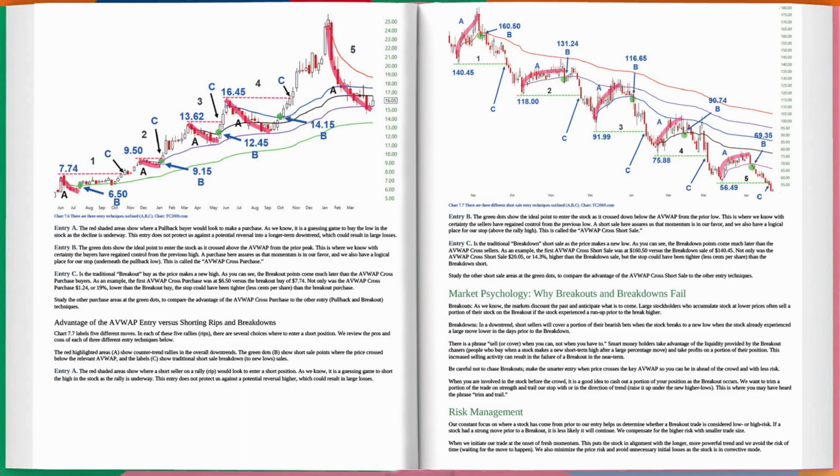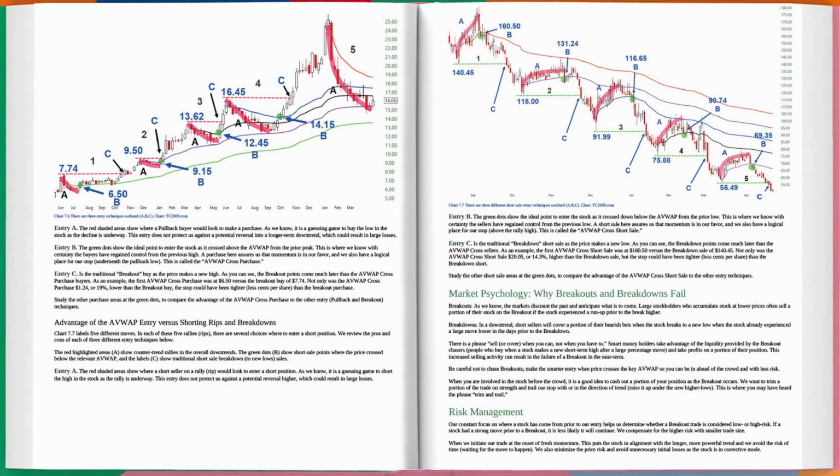Smart money holders take advantage of the liquidity provided by the breakout chasers, people who buy when a stock makes a new short-term high after a large percentage move, and take profits on a portion of their position. This increased selling activity can result in the failure of a breakout in the near term. Be careful not to chase breakouts. Make the smarter entry when price crosses the key AVWAP so you can be in ahead of the crowd and with less risk.